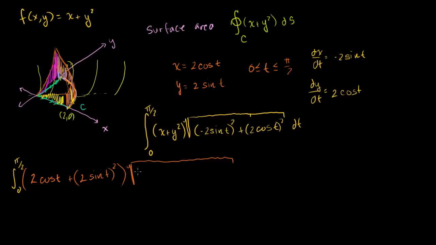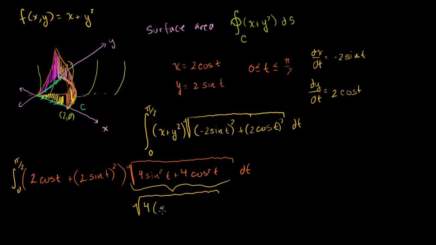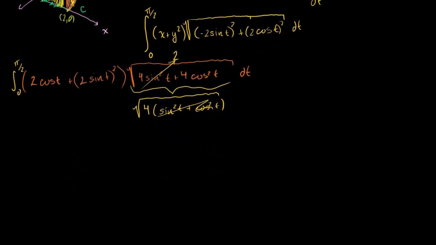This is going to be equal to 4 sine squared of t plus 4 cosine squared of t. We can factor a 4 out. Now we don't want to forget the dt. This over here, let me just simplify this expression so I don't have to keep rewriting it. That is the same thing as the square root of 4 times sine squared of t plus cosine squared of t. We know what that is. That's just 1. So this whole thing just simplifies to the square root of 4, which is just 2. Which is nice for us solving our antiderivative. It simplifies things a lot.